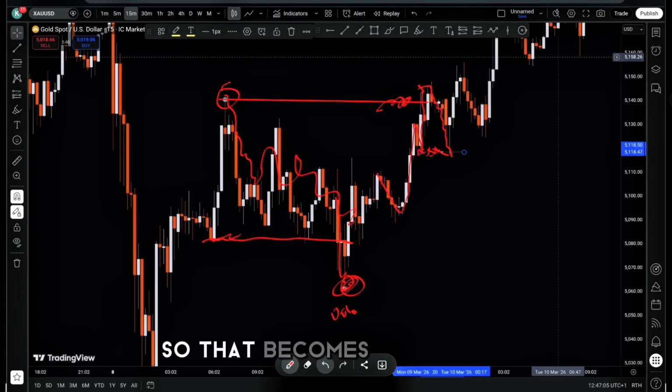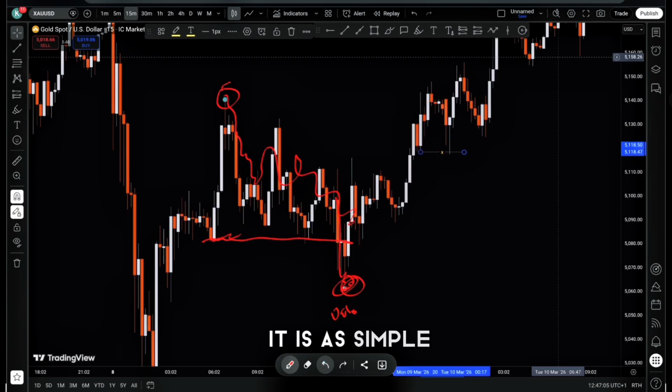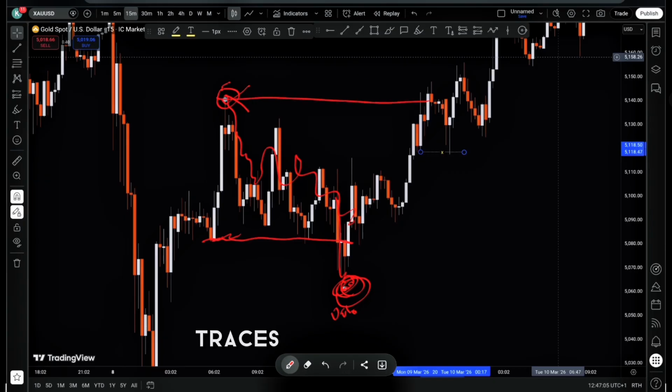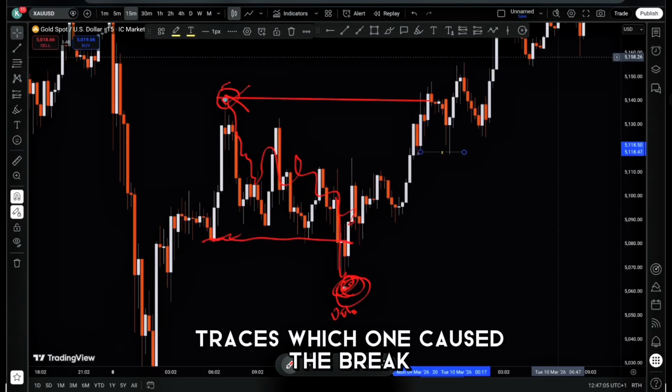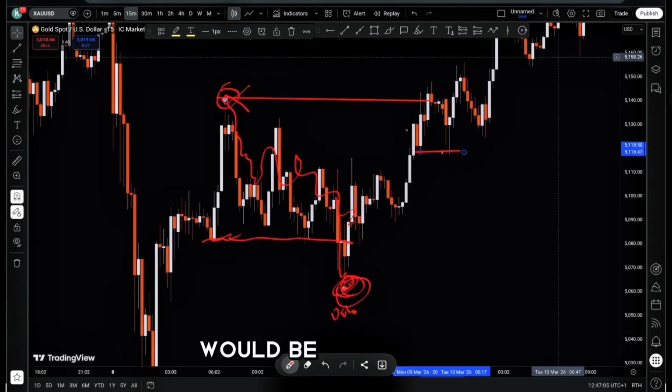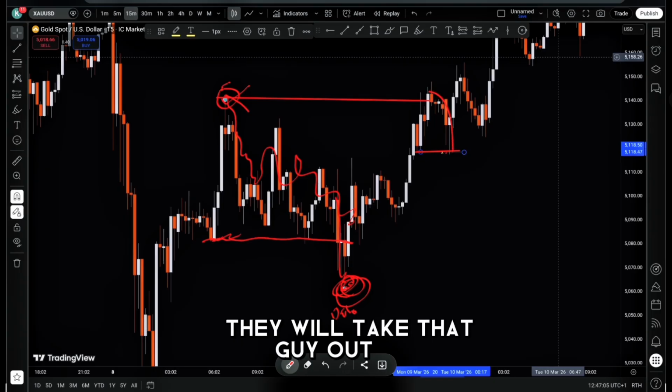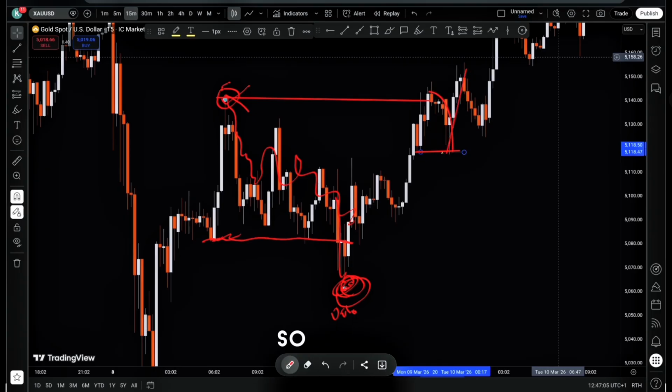So that becomes our liquidity. It is as simple as that. If you can identify this and identify that, trace which one caused the break, and the low that caused the break would be your liquidity. They will take that guy out and price will move. So that is it for the second.